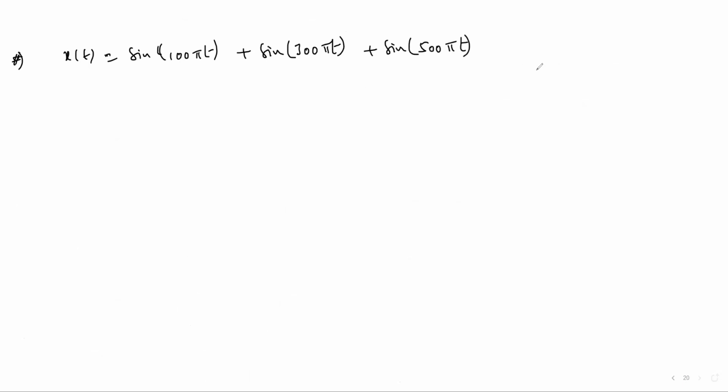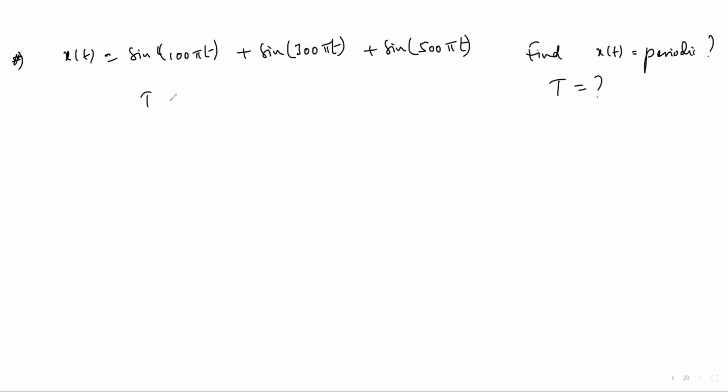Let us see the problem here. Given that x of t is sin 100 pi t plus sin 300 pi t plus sin 500 pi t. Find whether x of t is periodic or not. If periodic, what is the time period of that signal x of t? Let us see the steps one by one.